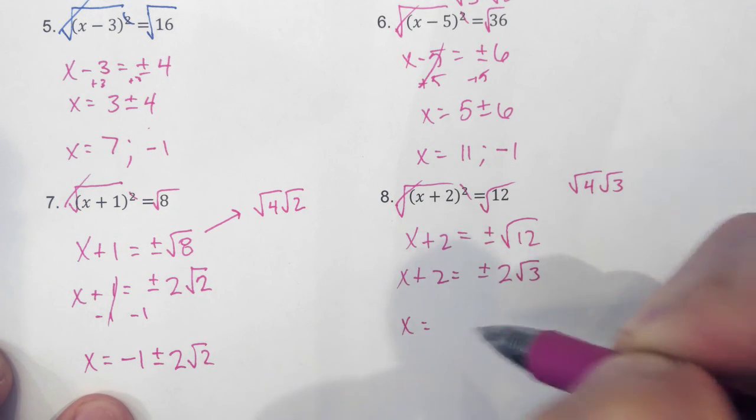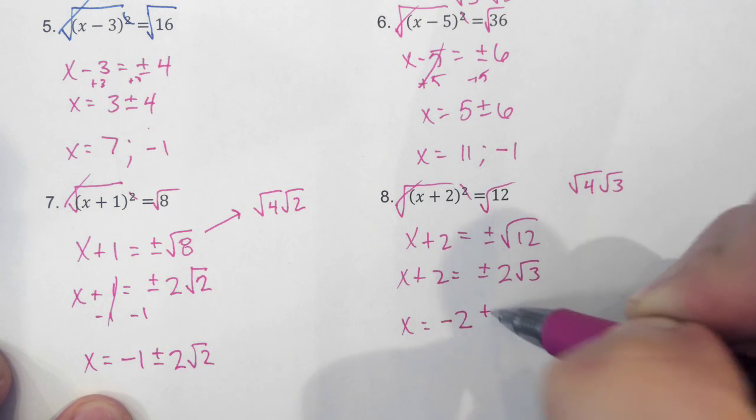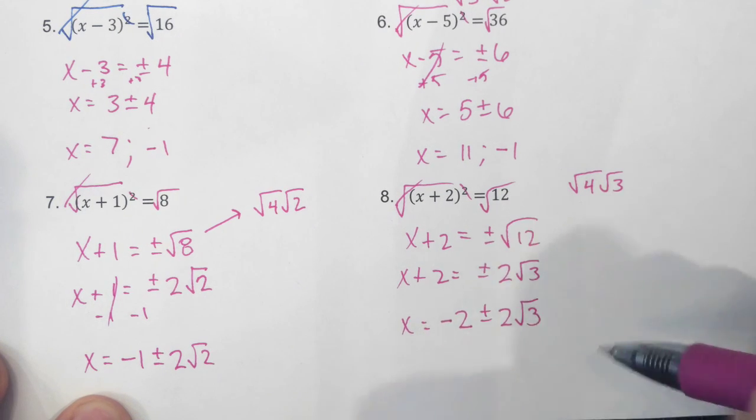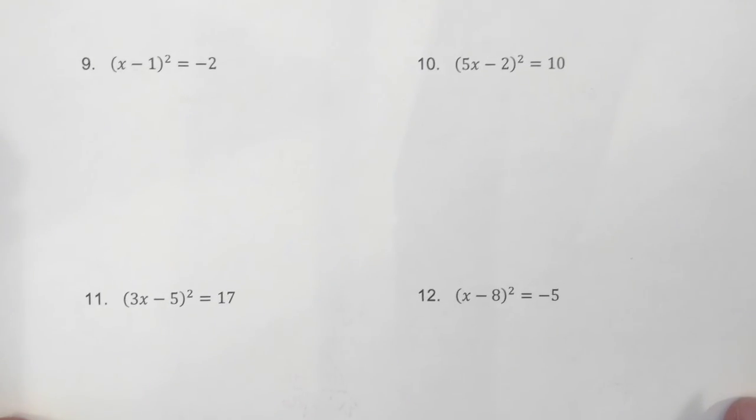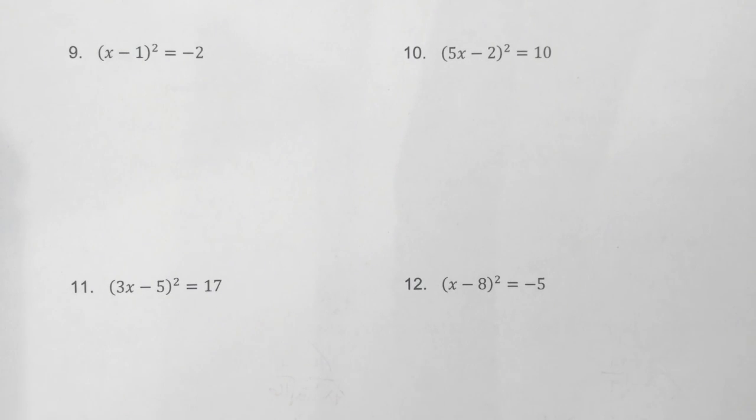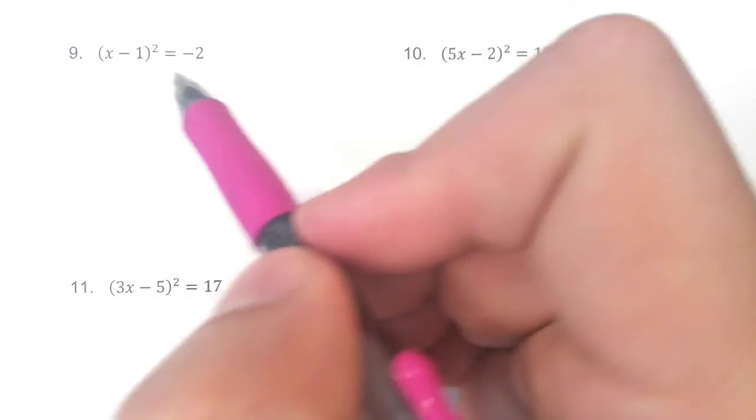Subtract the 2 over, and you would have negative 2 plus or minus 2 square roots of 3. Again, we can't do anything with that, so that's going to be the answer that we provide. A couple more, four more problems here.